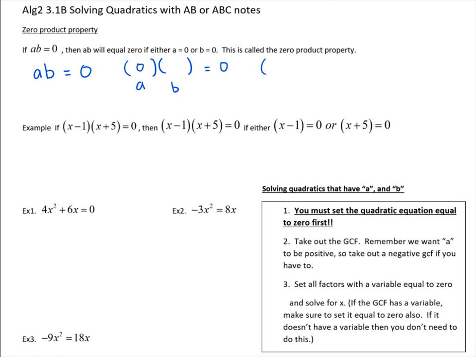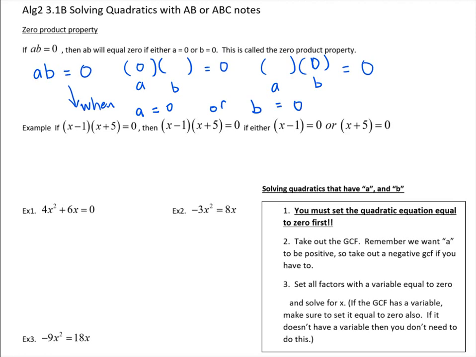The same way, A can be anything if B is 0. If B is equal to 0, it doesn't matter what A is. When we multiply this, our answer is going to be 0. So when A is 0, or when B is 0, it will make the whole thing 0. So A times B equals 0 when A is equal to 0 or B is equal to 0, okay?